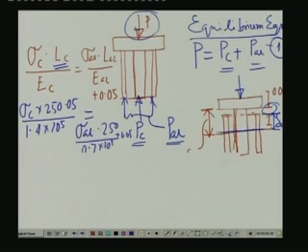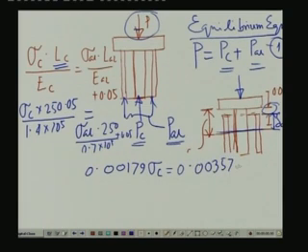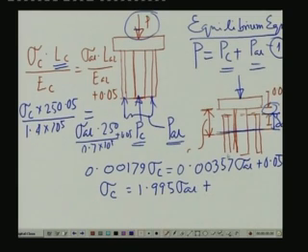Now, if we compute this, it comes as 0.00179 times sigma C is equal to 0.00357 sigma aluminum plus 0.05, or sigma C is equal to 1.995 times sigma aluminum plus 27.93. Now, this is the relationship between the stress in the copper rod and the stress in the aluminum rod.